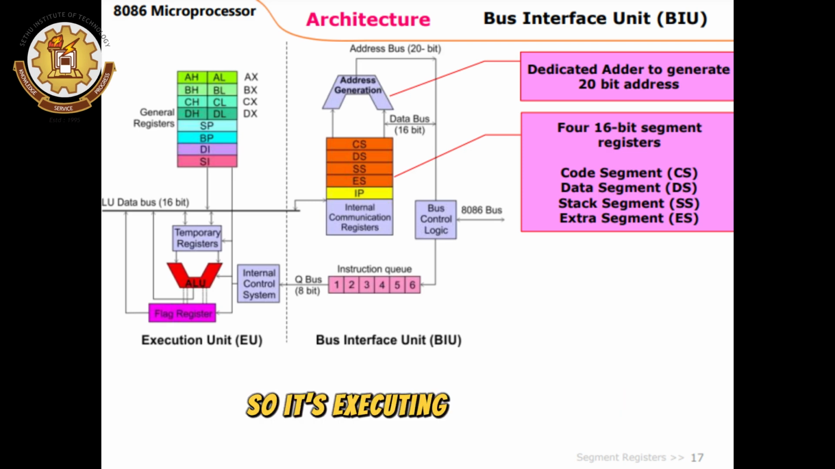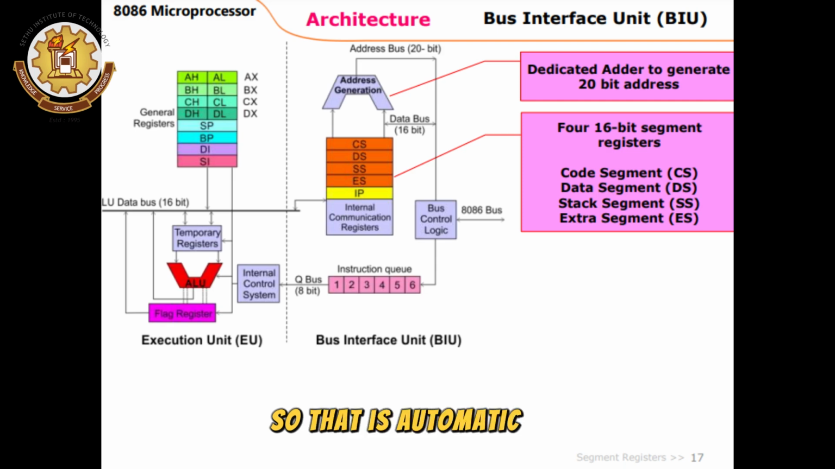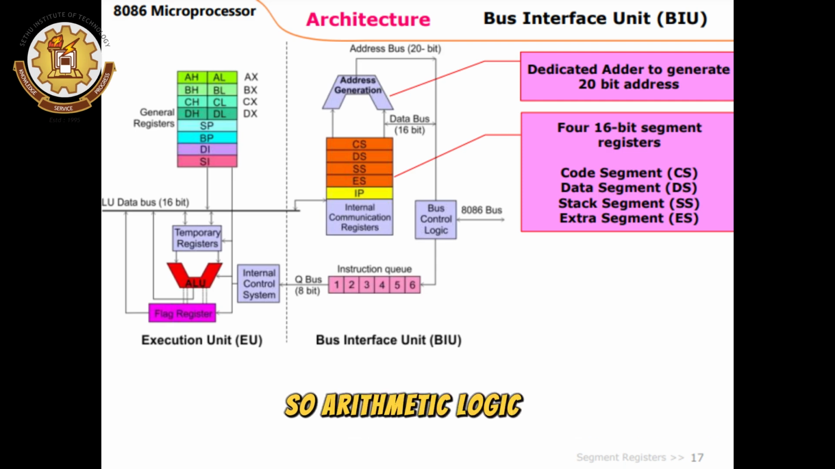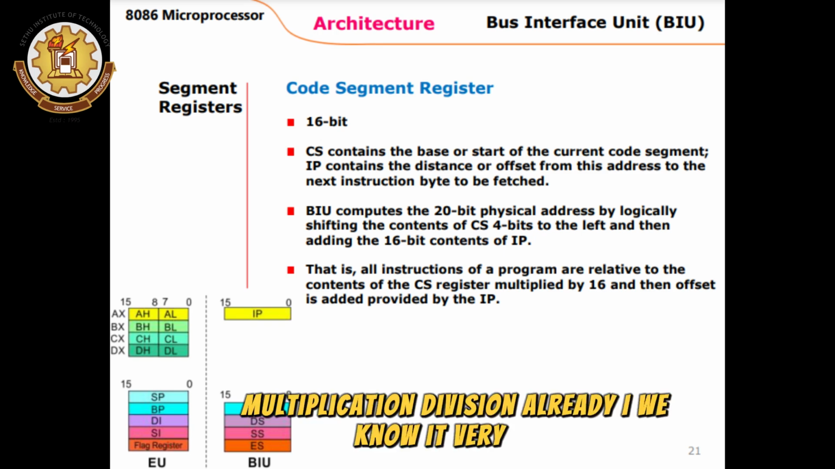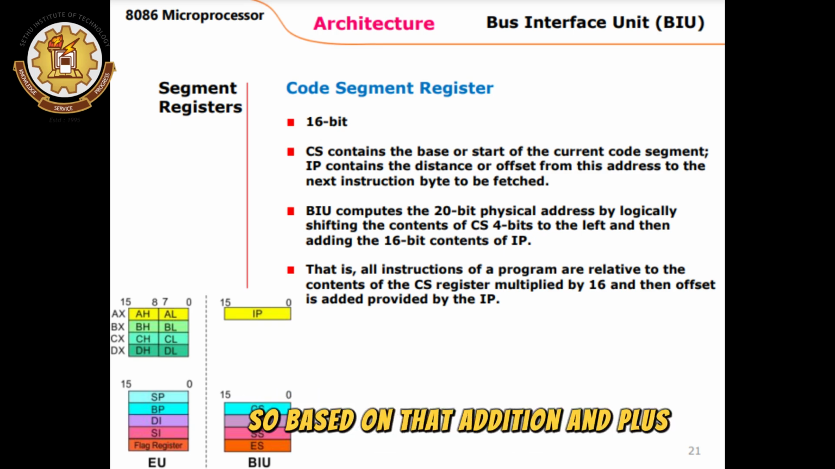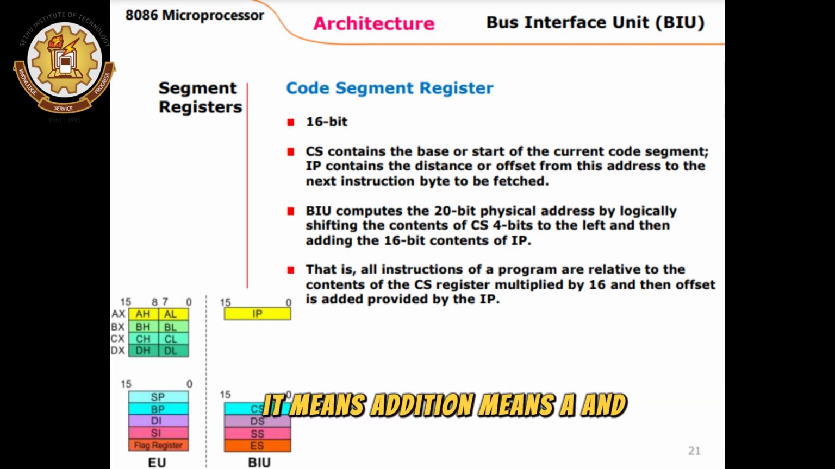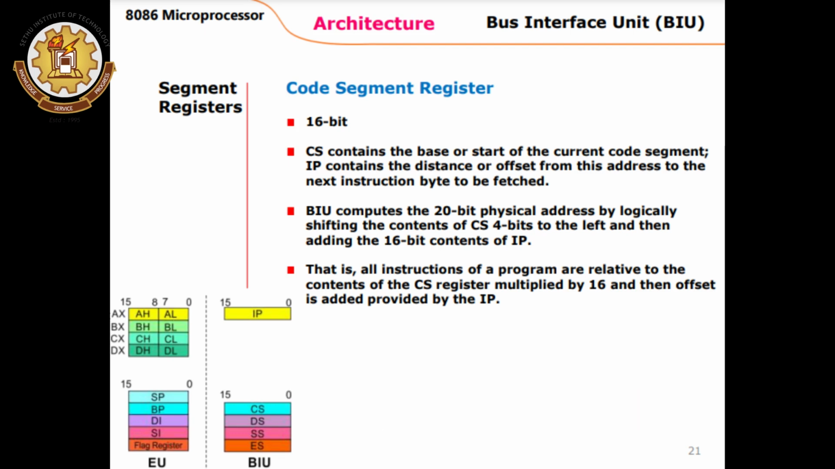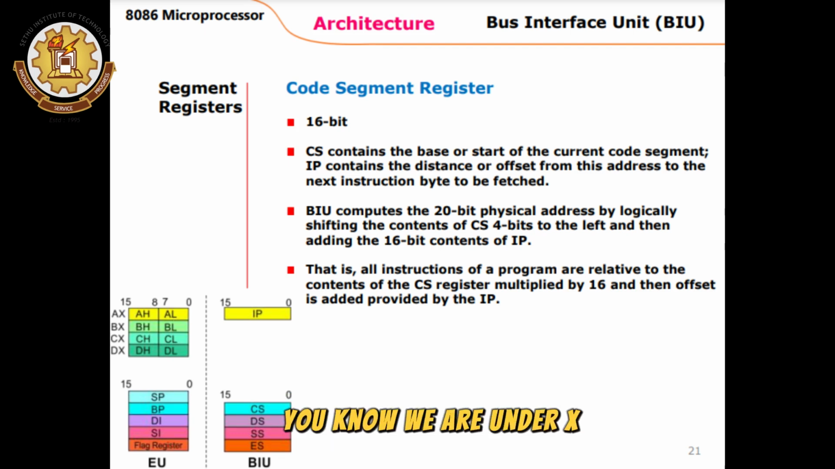So it's executing over the execution unit. That is the arithmetic logic unit. The arithmetic logic unit performs addition, subtraction, multiplication, and division. Already we know it very well. Based on that, operands and opcode: operands means, like a plus b, a and b are the operands. Opcode means plus. So opcode and operands are what we perform in the BIU and execution unit.